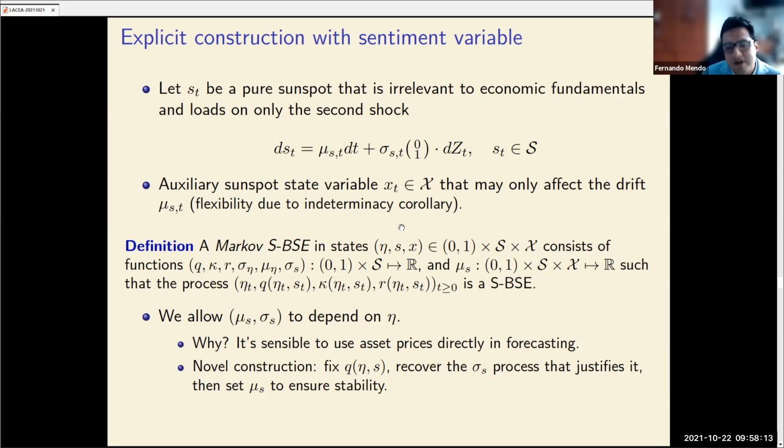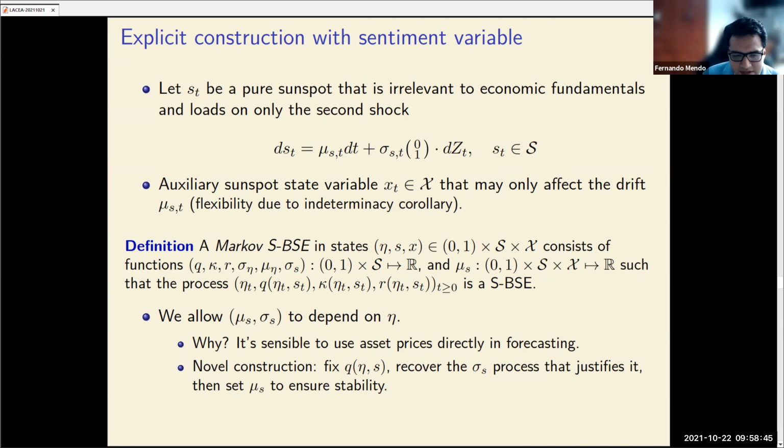And then we're going to construct a Markov equilibrium. It's going to be Markov in eta and S. We add an auxiliary, a third state variable that's just going to apply for the drift, just to get some of the dynamics afterwards, but that's not important. We're going to allow for this S to have an endogenous dynamics, and I could make a case that this is sensible because when you forecast, you condition on price, and price is going to depend on wealth, so your beliefs are going to depend on wealth.